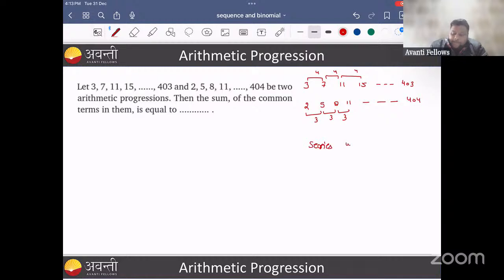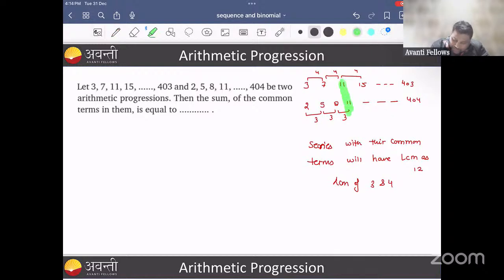Series with their common terms will have LCM as 12. That is the LCM of 3 and 4. Now, first of all, we'll identify the first common term. So the first common term that you see is 11.